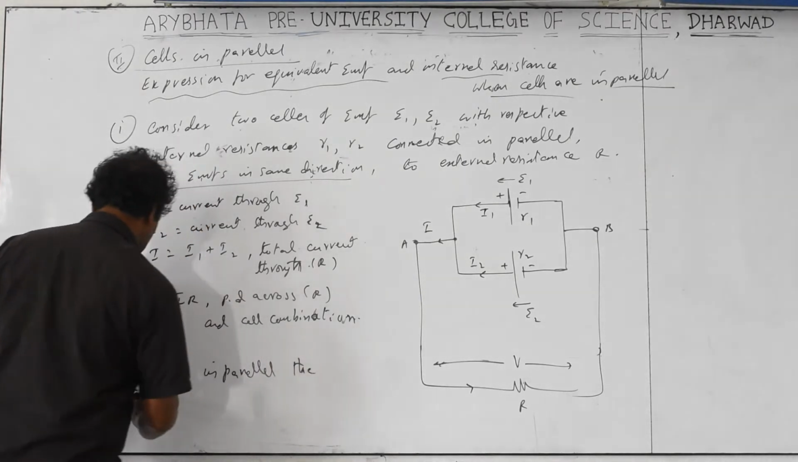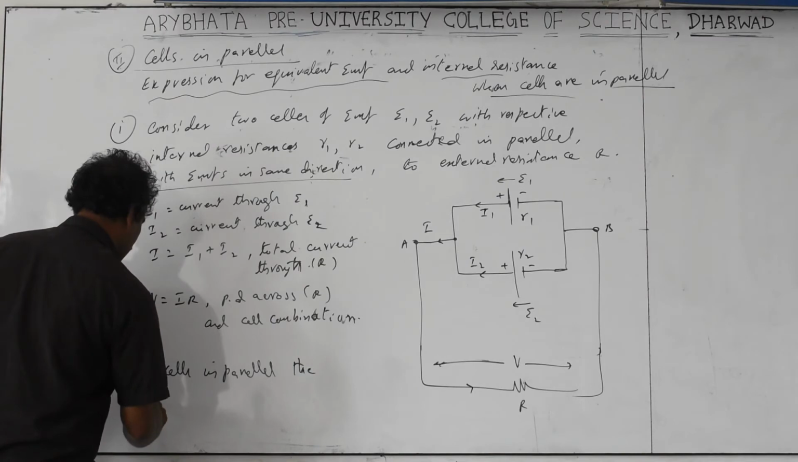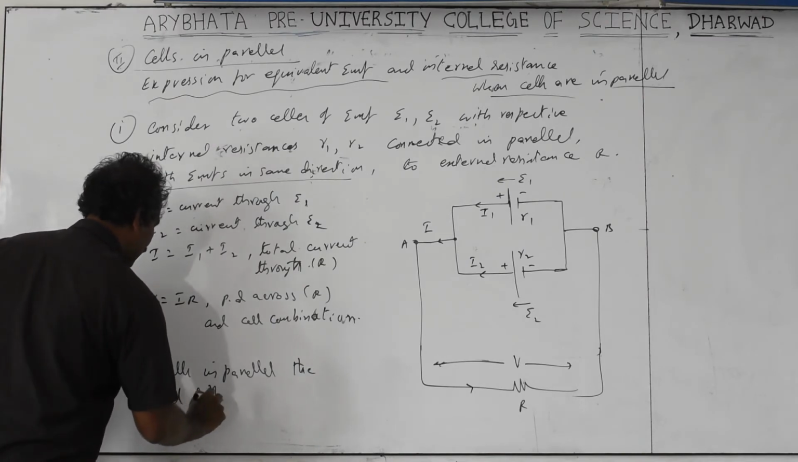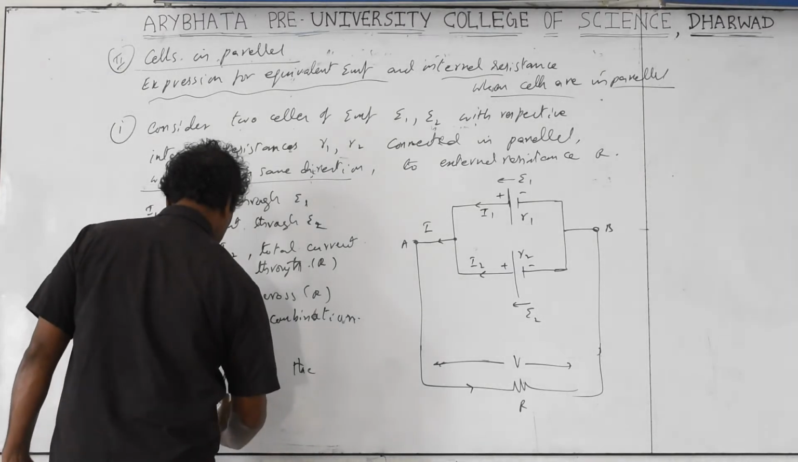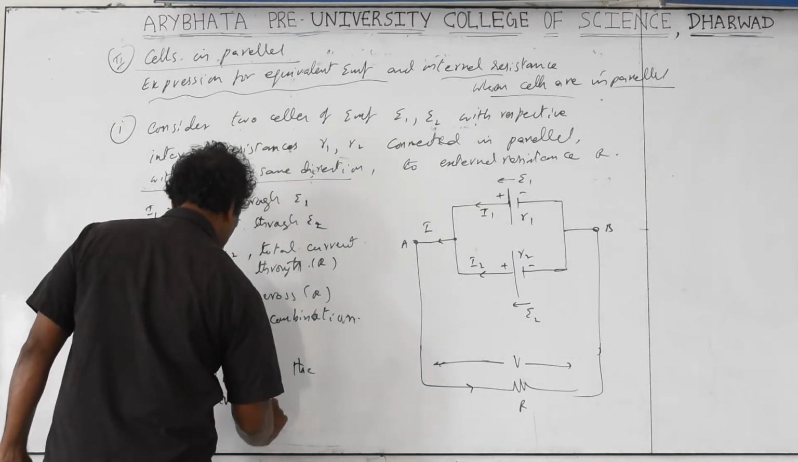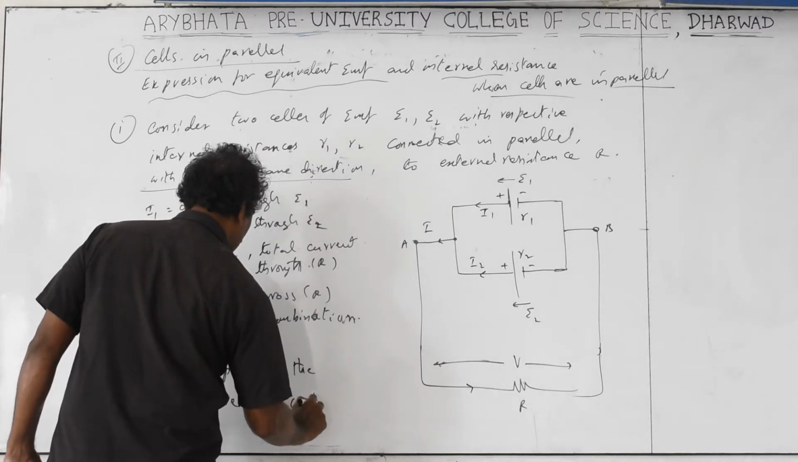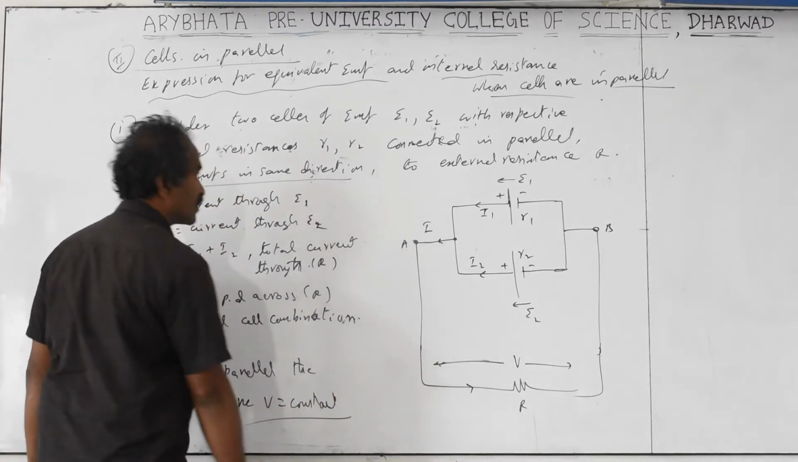The potential difference, not only for cells but for any electrical devices in parallel, means V is constant. Potential difference V is equal to a constant or the same value. V1 is equal to V2.